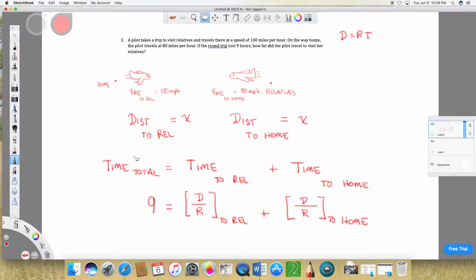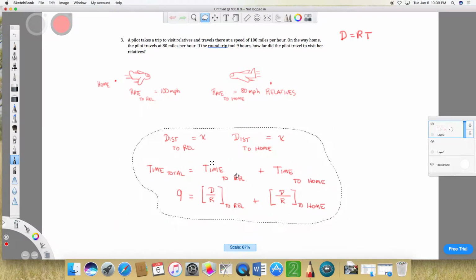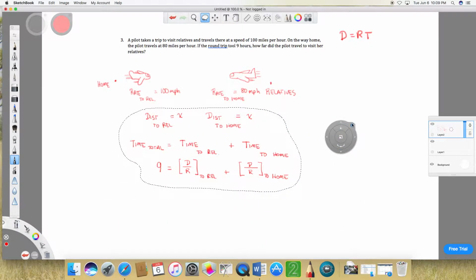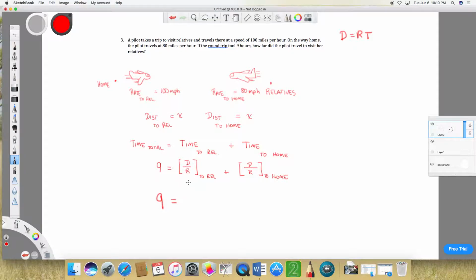All right. So we have that 9 is equal to, well, we call the distance x, and we know the rate that we were traveling to go see the relatives was 100 miles per hour. And over here, the distance that it takes to go home, well, that's also x. But on the way home, we were traveling 80 miles per hour. So we have this rational equation here. Let's go ahead and get a common denominator like we did before and solve this for x.